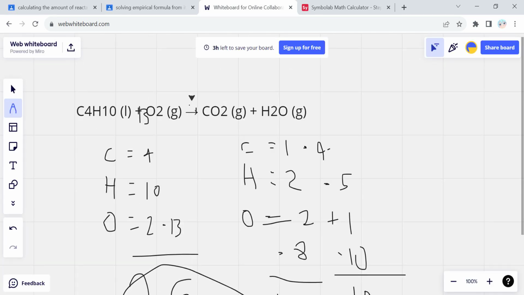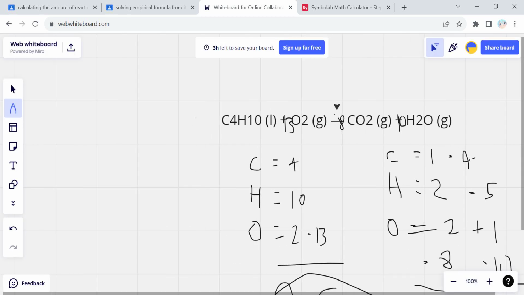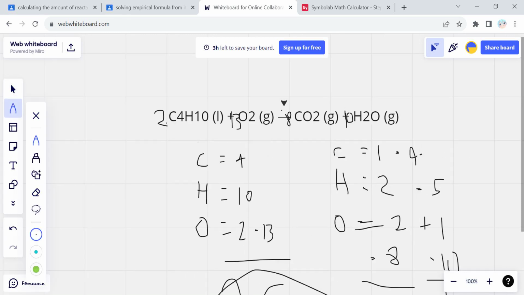So if we add 8 here and 10 here, that would make our oxygen balance, but then our carbon and hydrogen are now unequal. So what do we do? We add 2 again. We multiply 2 again. So here we put 2 here. Oh, wait, no. We write 2 here.